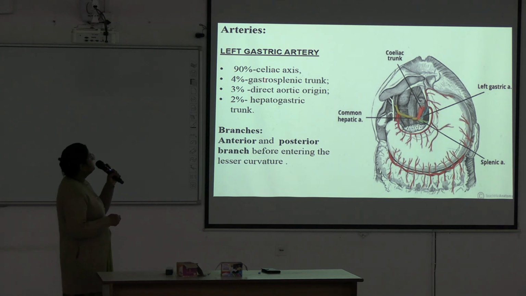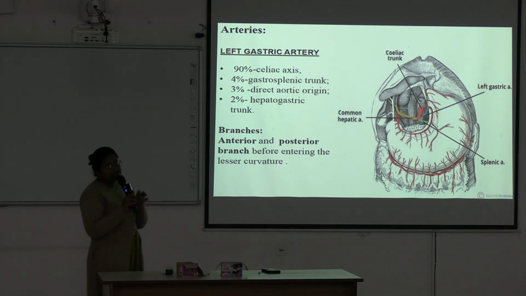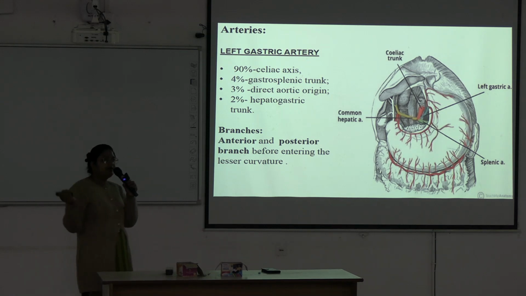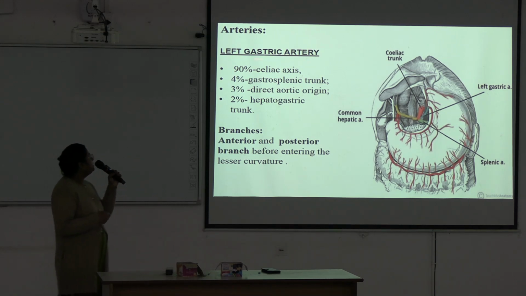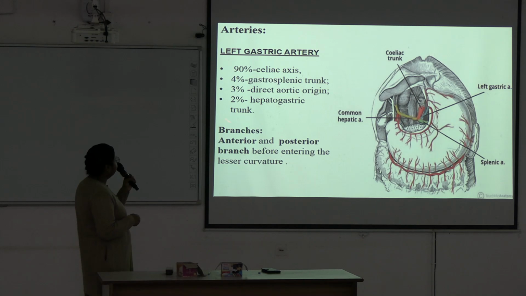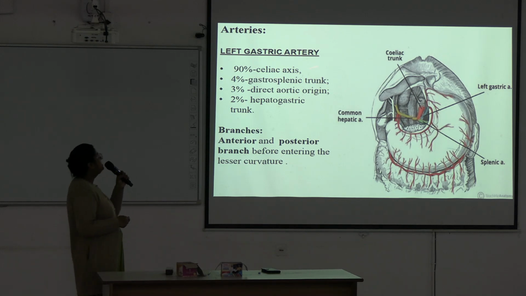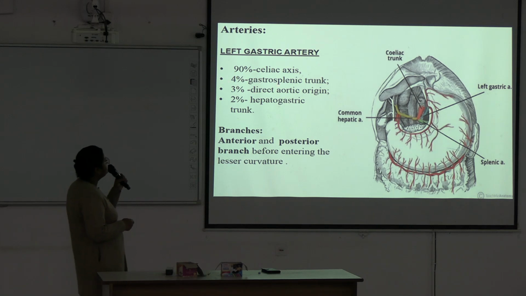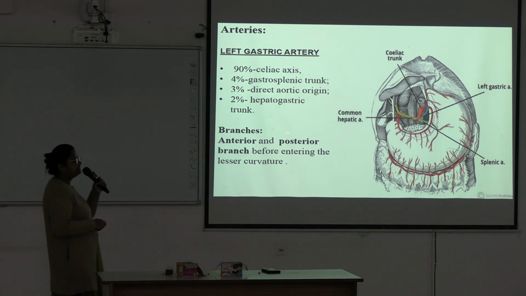Left gastric artery: there are multiple variations regarding the origin of this artery. We will discuss mainly the most common, which you have to remember. In 90% of cases, it arises from the celiac axis or celiac trunk. In 4% it arises from the gastrosplenic trunk, in 3% directly from the aorta, and in 2% it is a hepatogastric trunk.